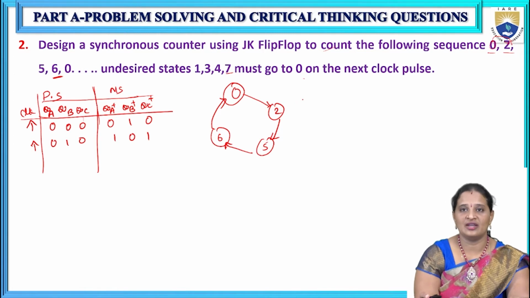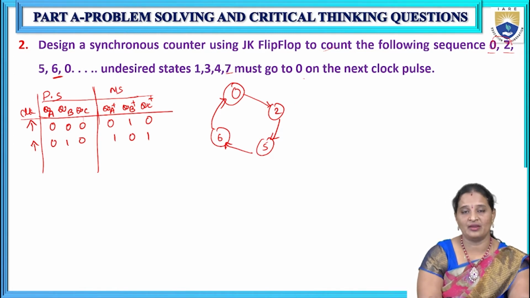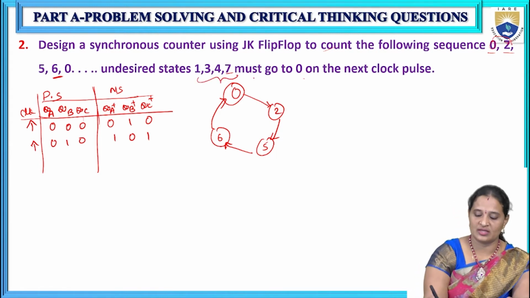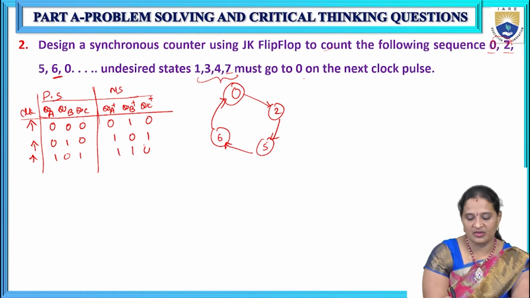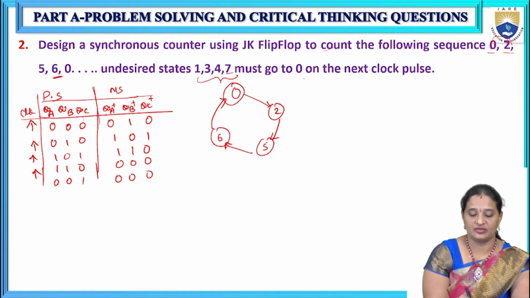That means these are undesired states, and whenever these states happen, the next state will obviously be 0, as mentioned in the problem. Now, if my present state is 1, 0, 1, the next state should be 1, 1, 0. If my present state is 1, 1, 0, the next state should be 0, 0, 0 again. If my present state is 0, 0, 1, then the next state should be 0, 0, 0. If my present state is 0, 1, 1, then the next state should be 0, 0, 0. That means by default, if my present state is 0, 0, 1 and I apply a clock, it should go back to the 0 state.